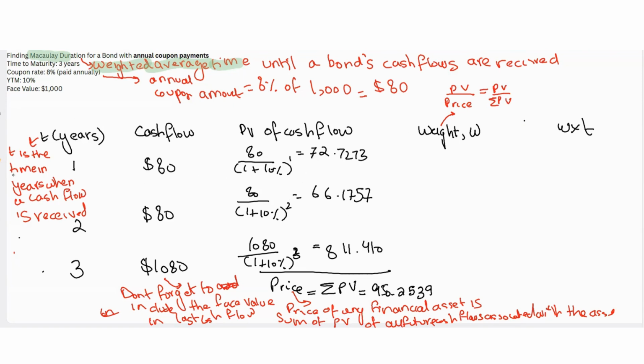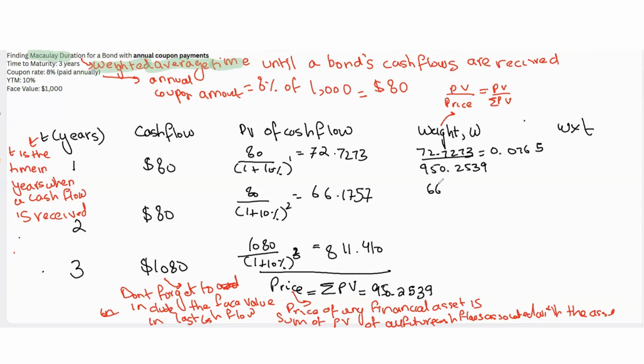Let's find it. For the cash flow received at T is equal to 1, its weight is going to be its present value, 72.7273, divided by the price, which is the sum of the present value of all the cash flows, 950.2539. So this weight, written to 4 decimal places, is going to be 0.0765.